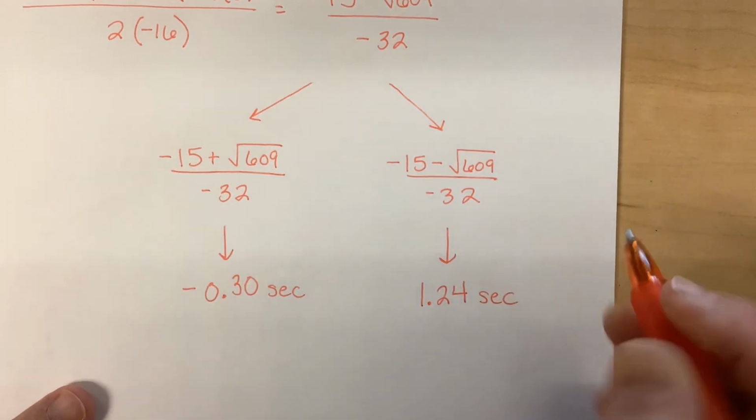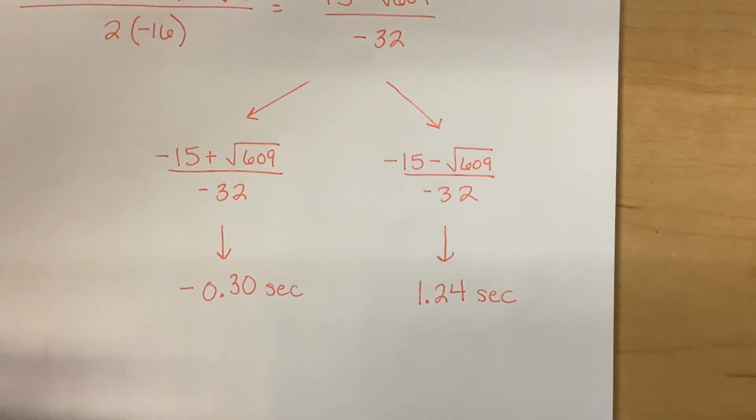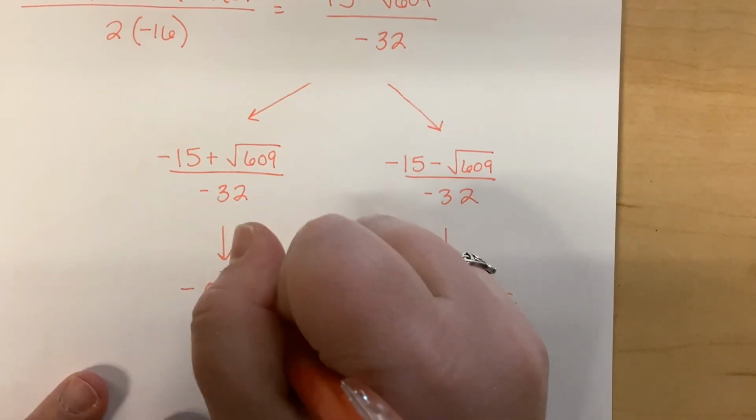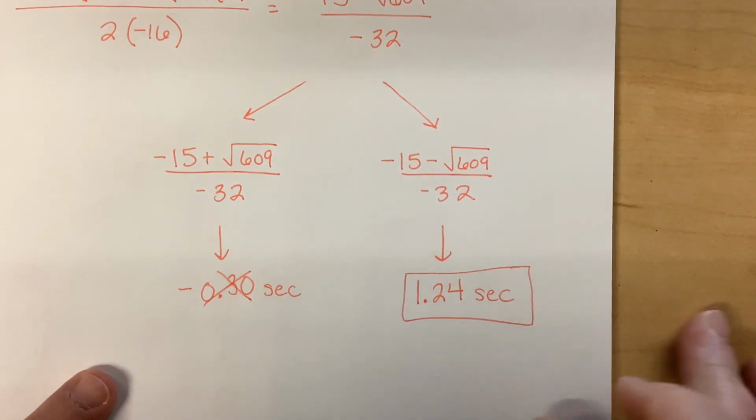So now let's talk about what's going on here. Obviously x is time. It's the amount of time it takes for the ball to go through the hoop if you make it and touch the ground again. So we can't have negative time, therefore this answer is irrelevant, and the answer is 1.24 seconds. All right, let's try another.